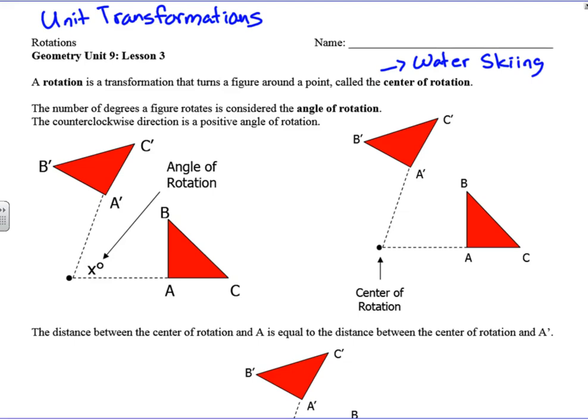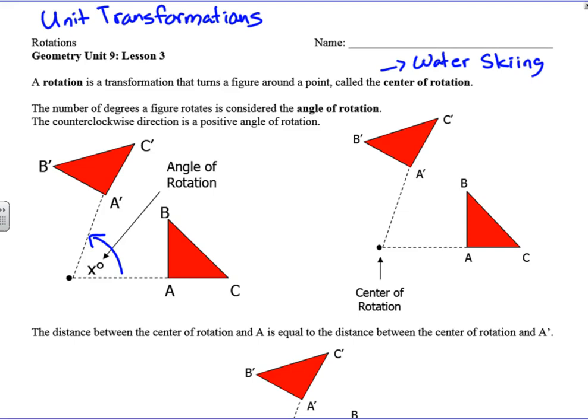So the number of degrees a figure rotates is considered the angle of rotation, and the counterclockwise direction is a positive angle of rotation. So whenever we have a positive angle of rotation, it's always going counterclockwise.